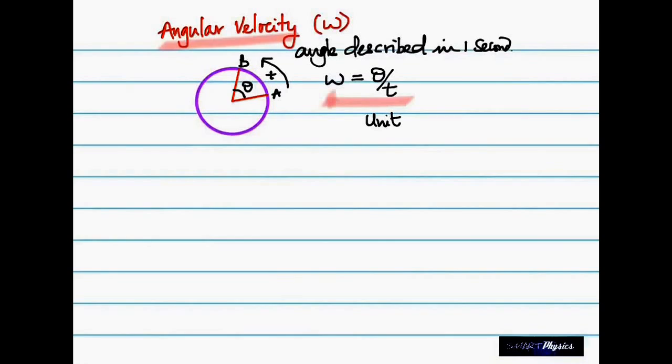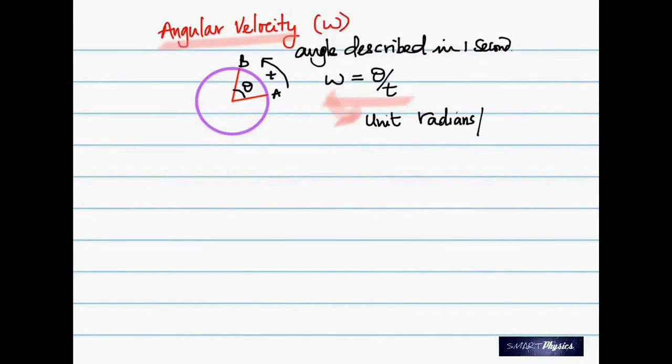The unit of angular velocity is radians per second. Written like that, rad per second.